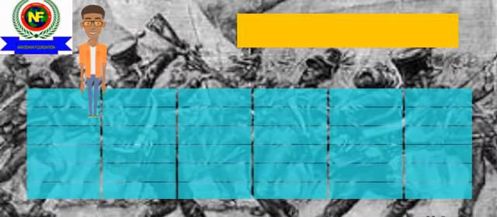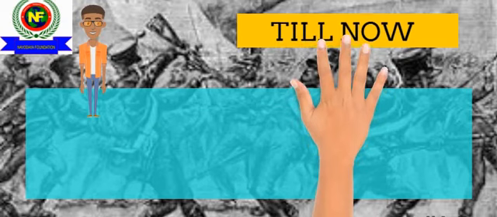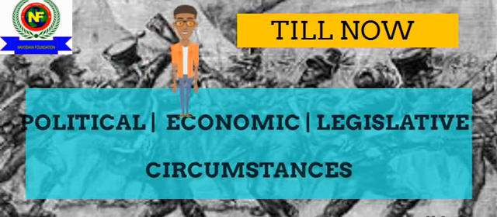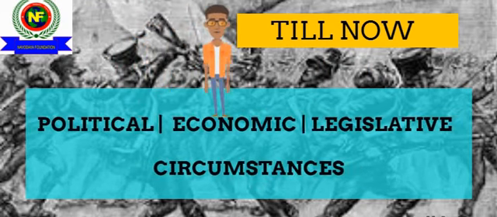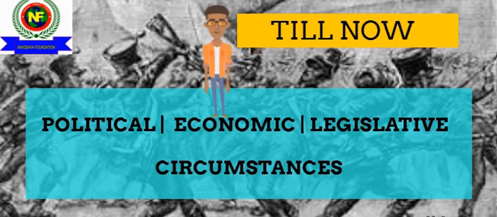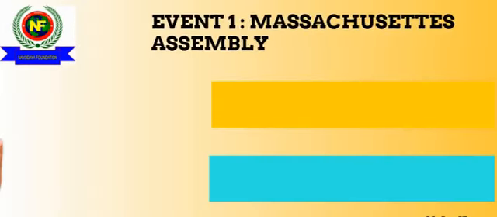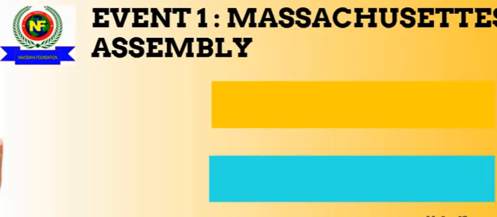Till now, we have understood the political, economic and legislative circumstances and developments which form the background for the American Revolution. And the immediate cause for the revolution was the imposition of the stamp tax, wherein all business transactions were taxed, which caused resentment among American settlers, and some even went to the degree of physically assaulting the stamp tax collectors. Now, we will understand the American Revolution in the various phases in which it unfolded.